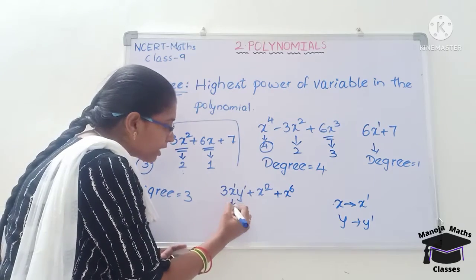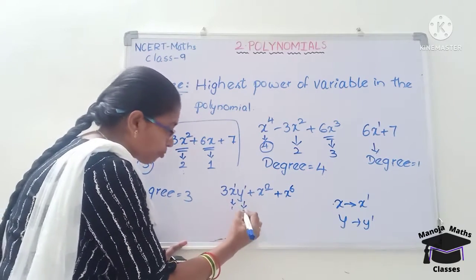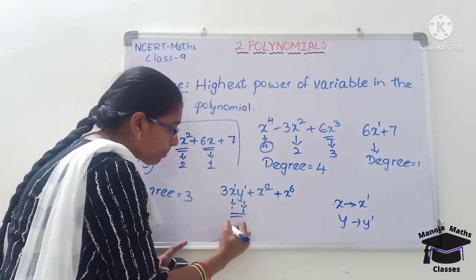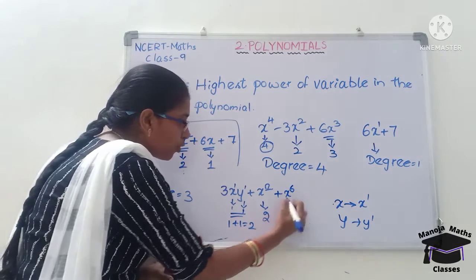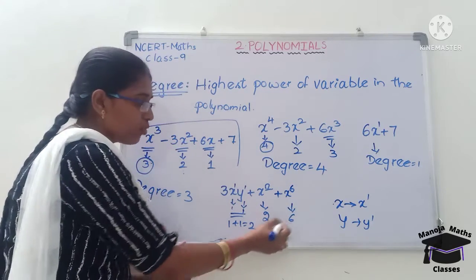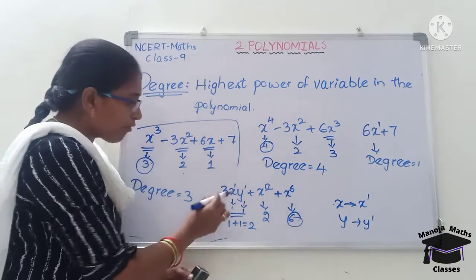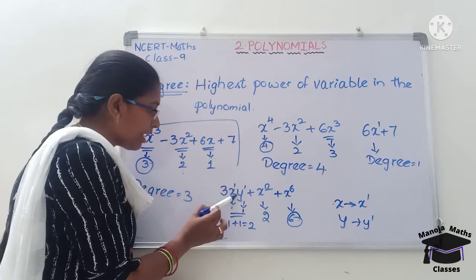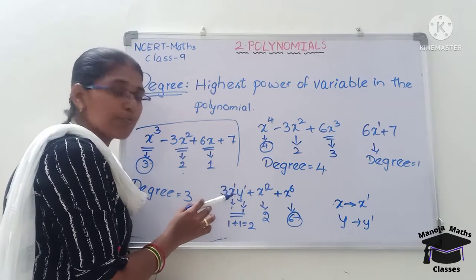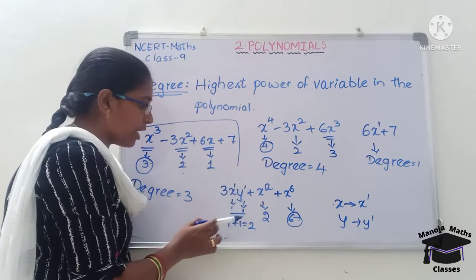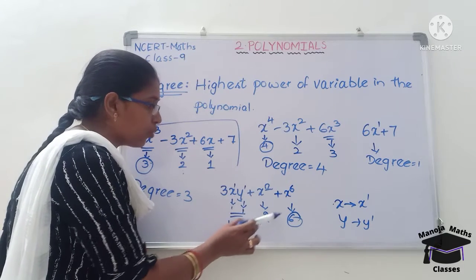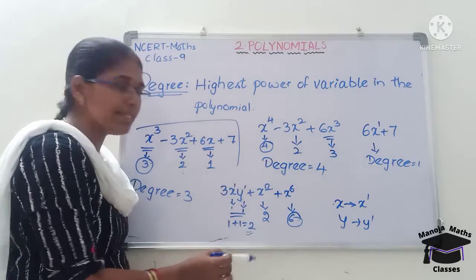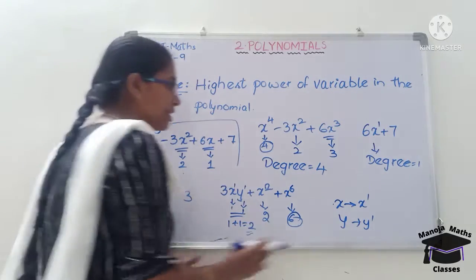Here, one exponent is 1, another exponent is 1, so in total 1 plus 1 is 2. And here, what is the exponent? 2. Here, the exponent is 6. What is the highest one? It is 6. So if you have two variables, 3xy is there, the exponent of x is 1, y is 1, total 1 plus 1 is 2. Here, x square, 2. Here, x power 6, 6. What is the highest? 6. So the degree will become 6.